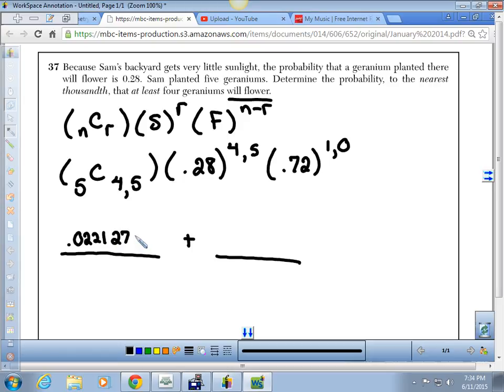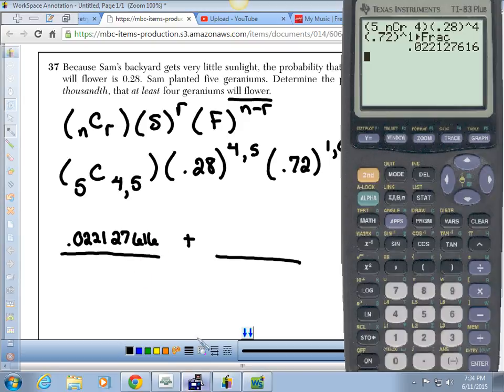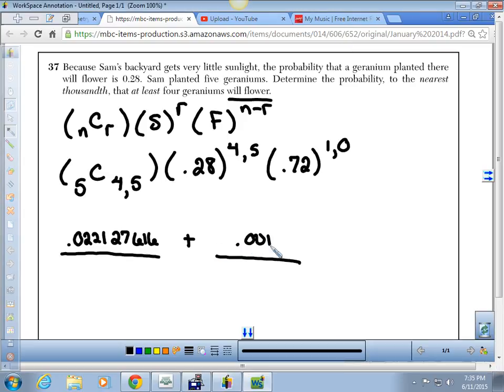27616. Okay. And now it's really easy. All we got to do is hit second enter. And now we're going to go 5 combination 5. 0.28 to the 5th, and 0.72 to the 0. So we get 0.0017. Again, keep it going, please. 368. Okay, and now we're going to go ahead and we're going to add these 2 together.